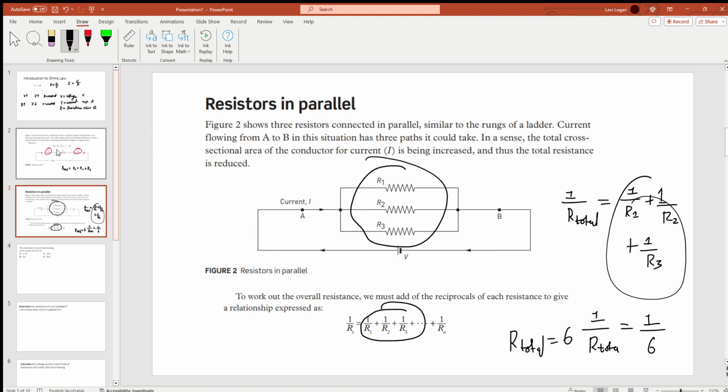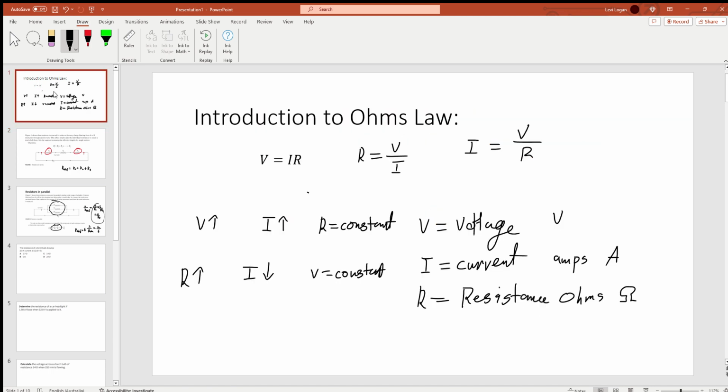And that's about it for this stuff here. This is an example of it in parallel. This is an example of it in series, and this is the formula for Ohm's law.